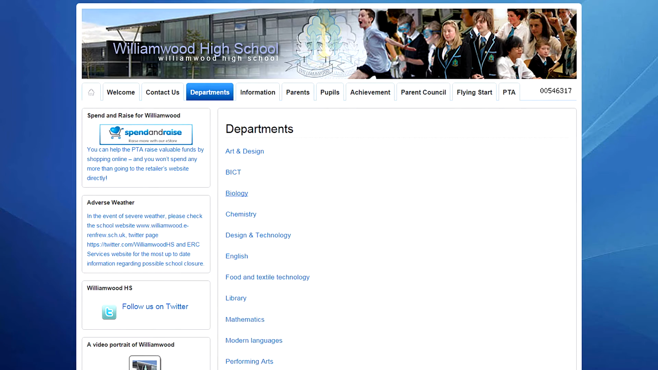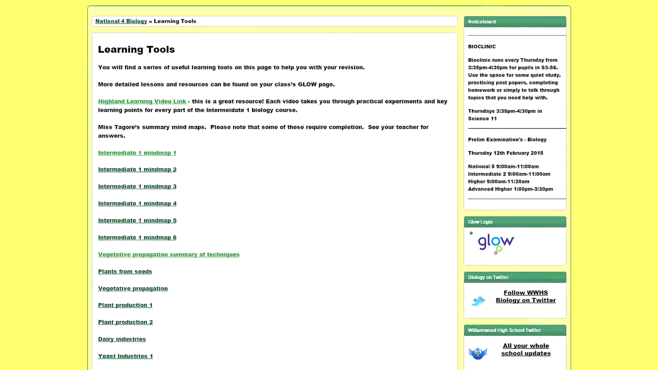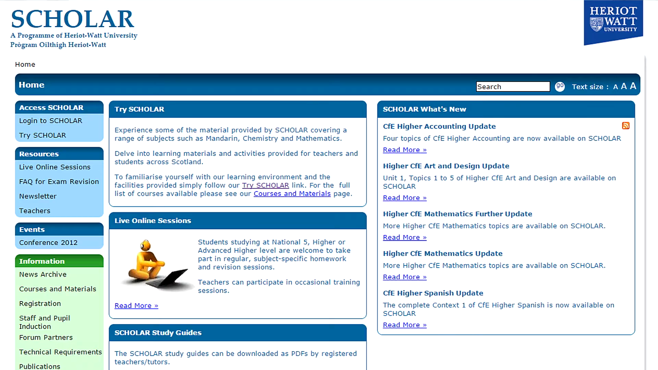There's also lots of other resources on the Biology Department website, things like any sort of resource you will get in class. Other websites to have a wee look at are the SQA website, Scholar and Bitesize for lots of revision quizzes. So once you're at home, lots of the resources that you should be using are the resources that you get given in class.